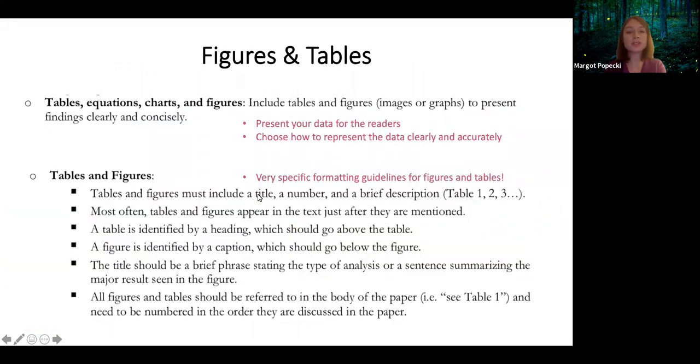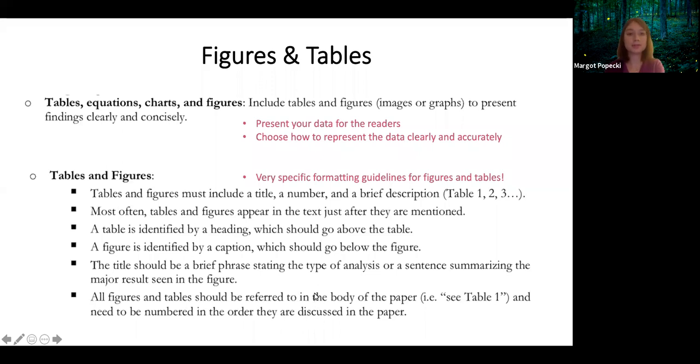So let's talk about figures and tables. Again, the point of the figure and table is to present your data clearly for the readers. And so you, as the scientist and the author, need to choose how to represent your data clearly and accurately. One thing to keep in mind is that there are very specific formatting guidelines for figures and tables. And so you'll find them here. We'll go through these guidelines using examples. So just be sure when you are creating your figures and working on your drafts that you are following these guidelines.